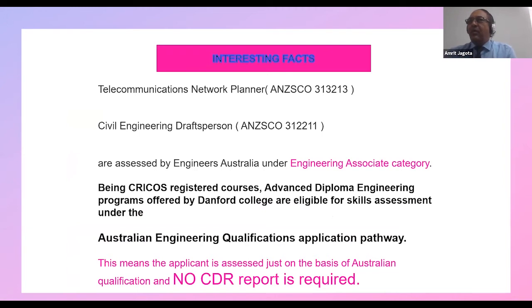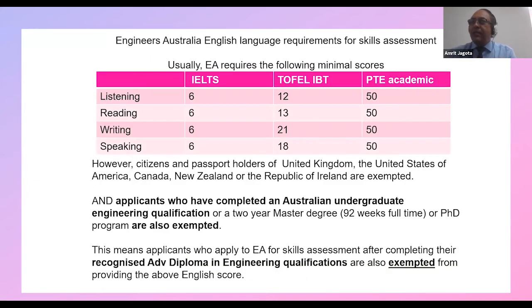So there are some interesting facts. Telecommunication network planner or civil engineering draftsperson come under the engineering associate category because it's a CRICOS registered advanced diploma engineering program offered by Danforth College. They are eligible for skills assessment under the Australian Engineering Qualifications Application Pathway. No CDR report required. And normally English is required for skills assessment, but that is also pretty much waived. Usually Engineers Australia will ask for an English score, like if they have done the IELTS test, TOEFL or PTE, this is what they normally expect.